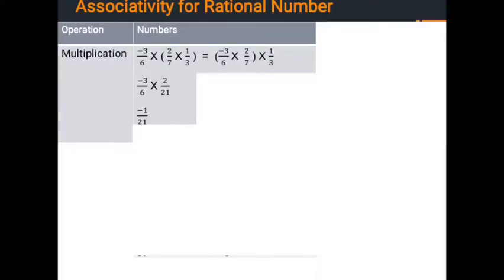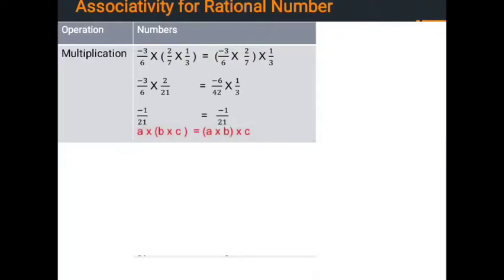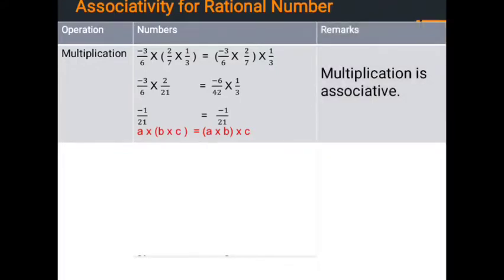Let us now solve the right hand side. Negative 3 multiplied by 2 will be 6, and then 6 sevens are 42, multiplied by 1 upon 3. Simplify this term further, we have the answer as minus 1 upon 21. So here the expressions are equal, on both sides we have got the same answer. Therefore we can say a multiplied by (b multiplied by c) is equal to (a multiplied by b) multiplied by c. Therefore multiplication is associative.